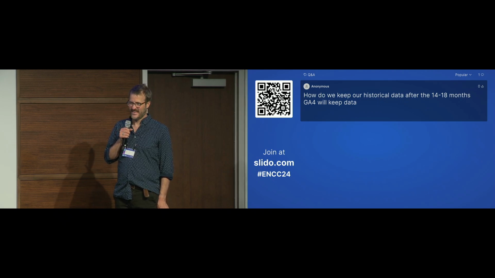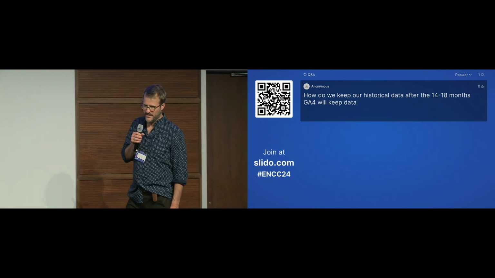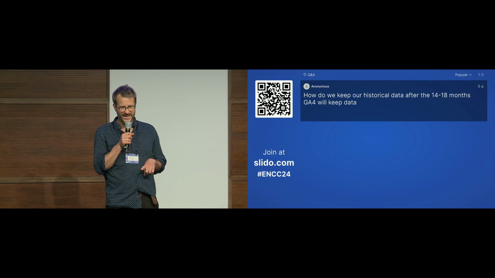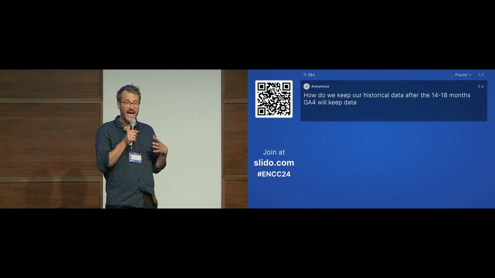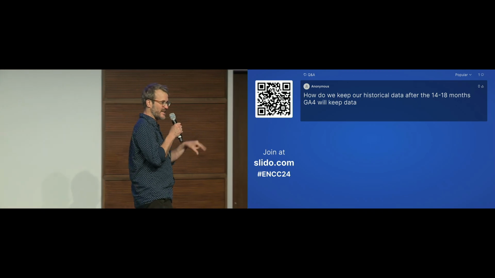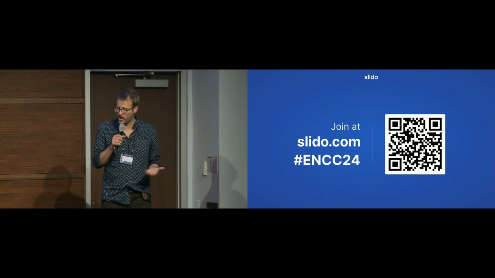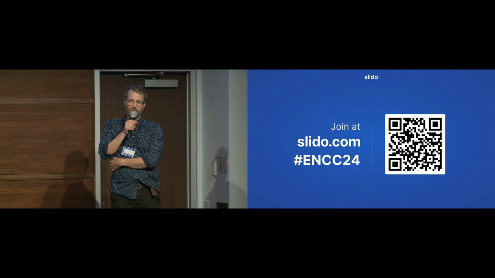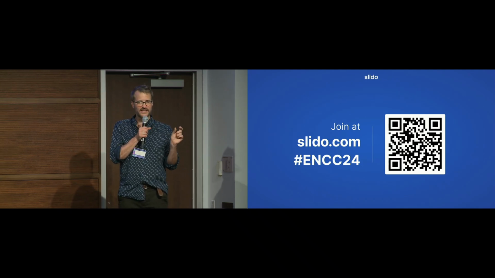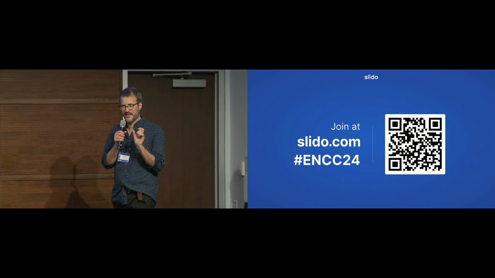So question, how do we keep our historical data after the 14 to 18 months? GA4 will keep the data. Yes. Okay, so this is a really common misconception. Your data doesn't just disappear after 14 to 18 months. It's specific subsets of the data. So, for instance, you'll still know how many visitors came to your website, how many pages they visited. What is going away after 14 months is very specific user-specific data.